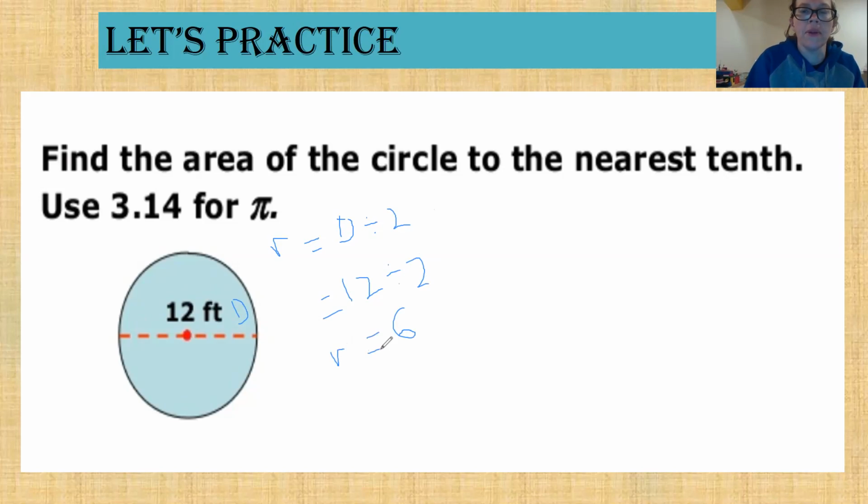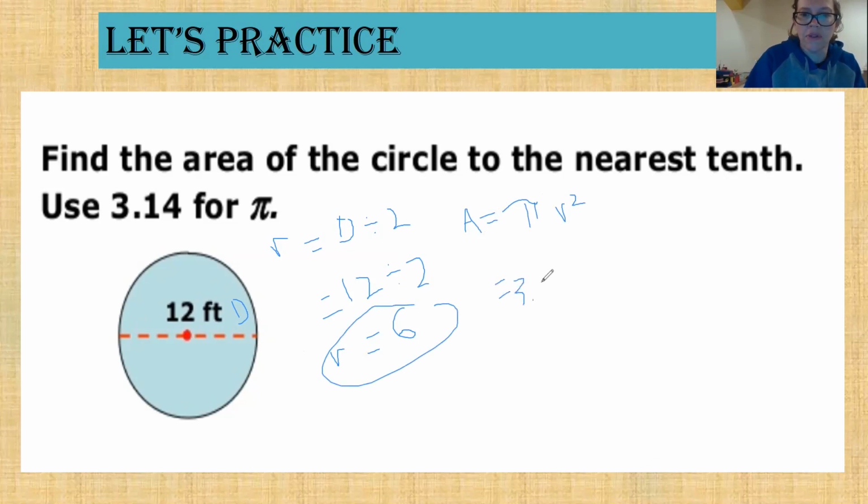So now that we know that, we can move on and use our area formula to solve. So I'm going to write the formula here again. So area equals pi times r squared. Okay, remember, here's your radius. So I want you to go ahead and give this one a try.